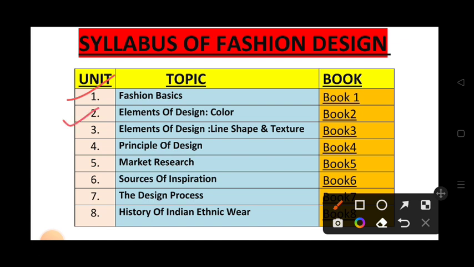Okay, the second one is the elements of design and color. Book number two. What are the elements of design and color? Elements means tattva of design. Okay, so I will discuss the elements of design books with you. Okay, the third book is elements of design: line, shape and texture.